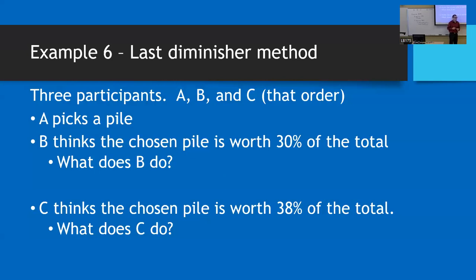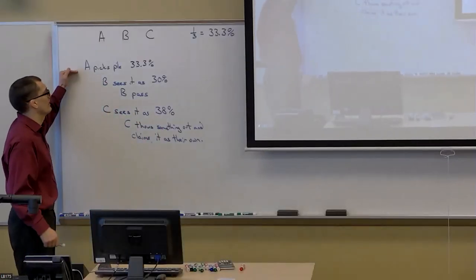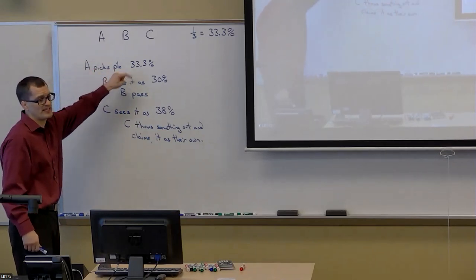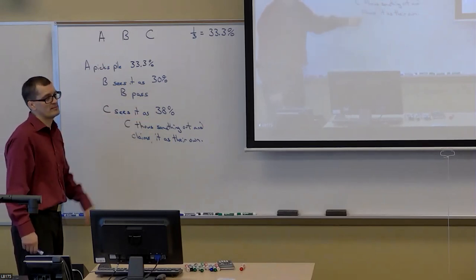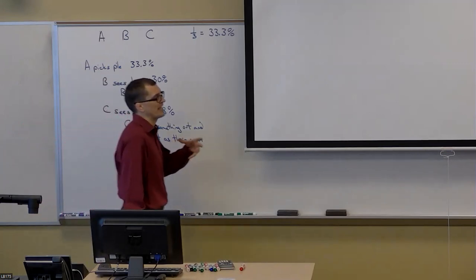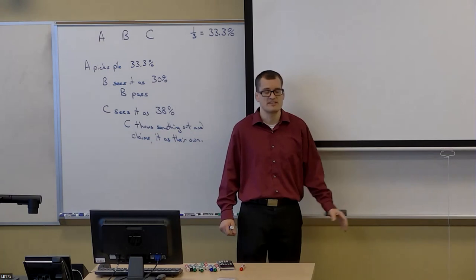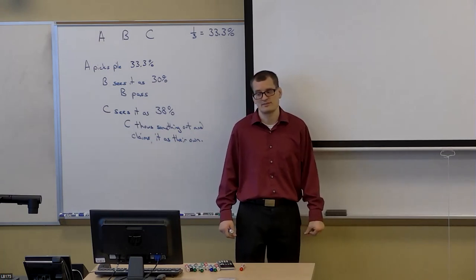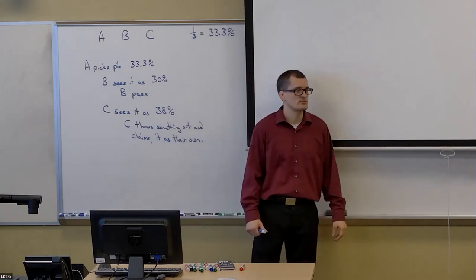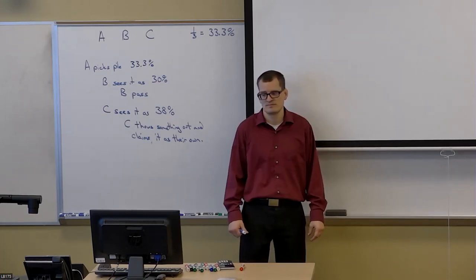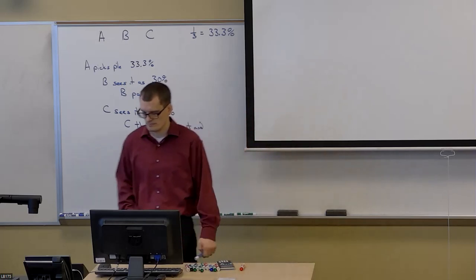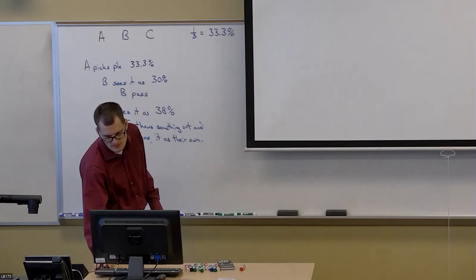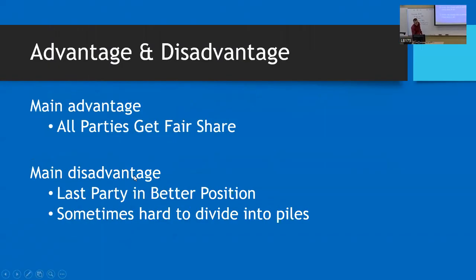Does that make sense? So that's the last diminisher method in a real quick way. A has a pile. A sees it as 33.3%. B sees it as 30%. So B says, you keep that. C sees it as 38%. So C is going to take something out, maybe something really, really small, throw it back into the treasure chest, and then walk away with almost 38% of the pile. Claim it as their own. Does that make sense? Good. Okay.